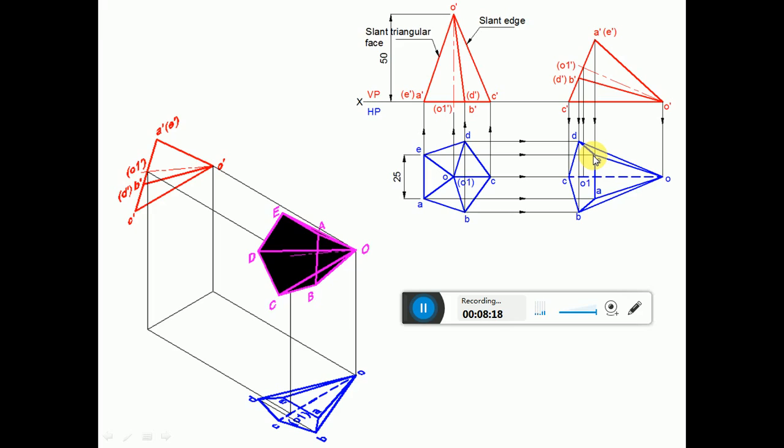Once you do that, join A to B, B to C, C to D, D to E, and E to A with continuous thin lines. Similarly, join A to O, B to O, C to O, D to O, and E to O. All are drawn with continuous thin lines. Don't darken and don't do the visibility and invisibility yet. This has to be done to ensure that we know the boundary of the second position top view.